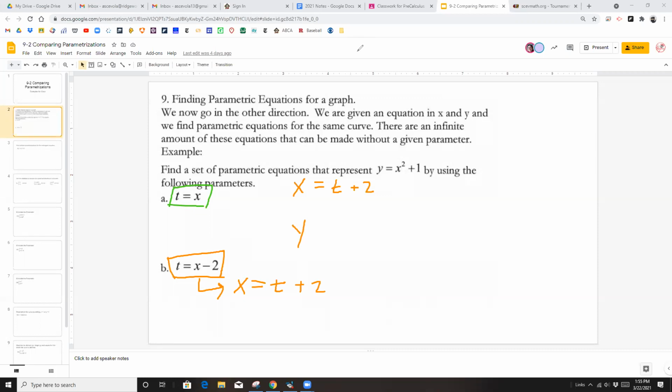All right, so now for y equals, we're going to use the same equation, but since t is equal to x minus 2, now we're going to plug in t minus 2 for x.